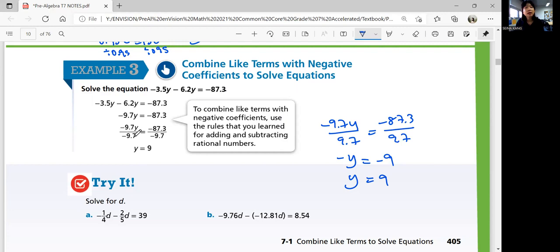All right, let's look at the try it question. Please solve for D in parts A and B and come back when you're ready for answers. All right, are you ready?